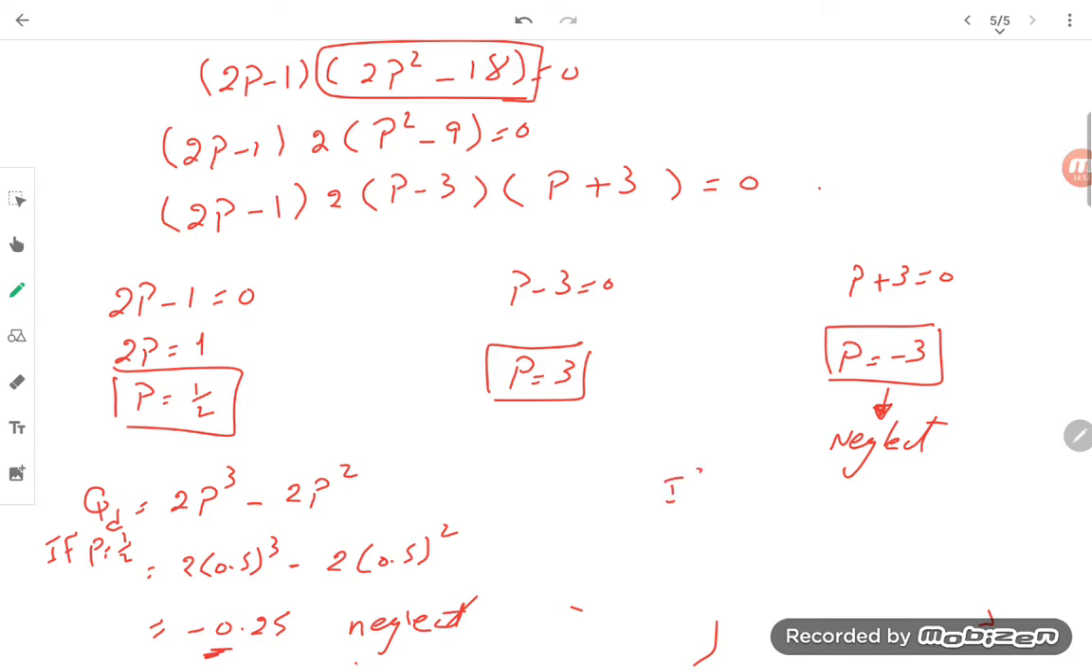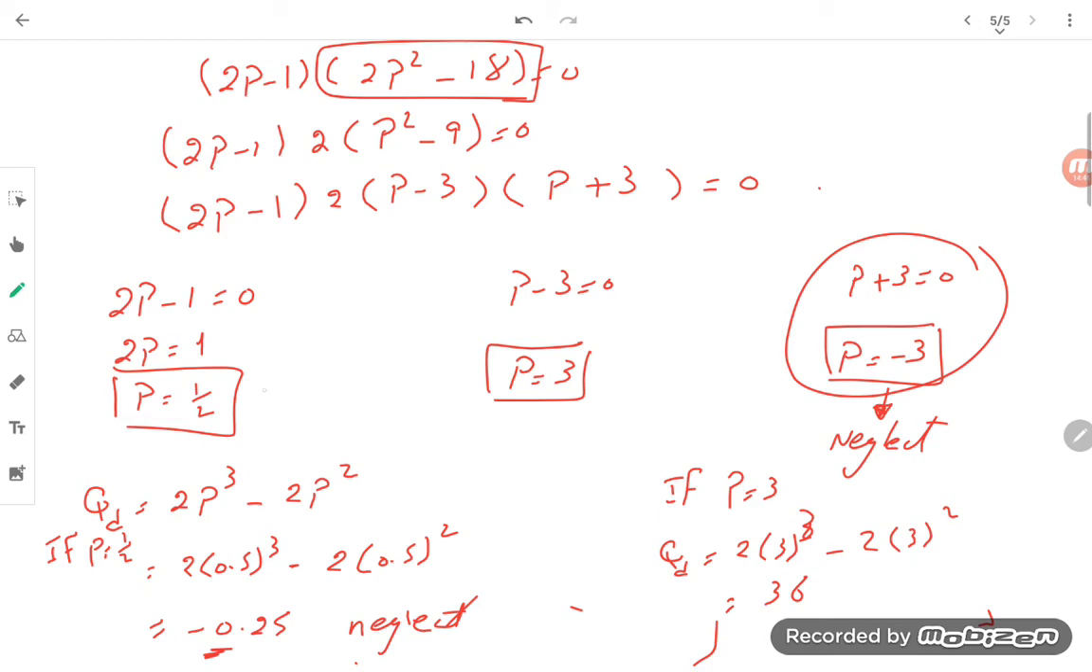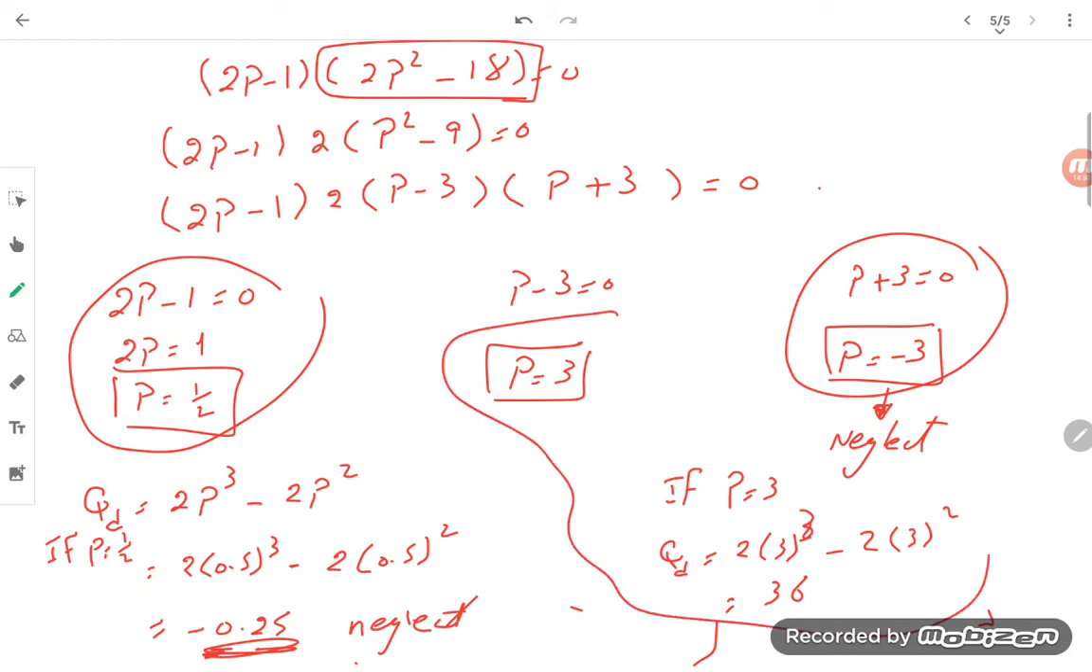Now we are going to substitute if price equals 3. In this case, QD will be 2 multiplied by 3 to the power 3 minus 2 multiplied by 3 to the power 2. So the answer will be 36. So this is the equilibrium quantity. So from these three possible solutions, in the first step we are going to neglect negative 3, and in the second step we are going to neglect the half as the quantity is negative. So the optimal answer is 3 and 36.